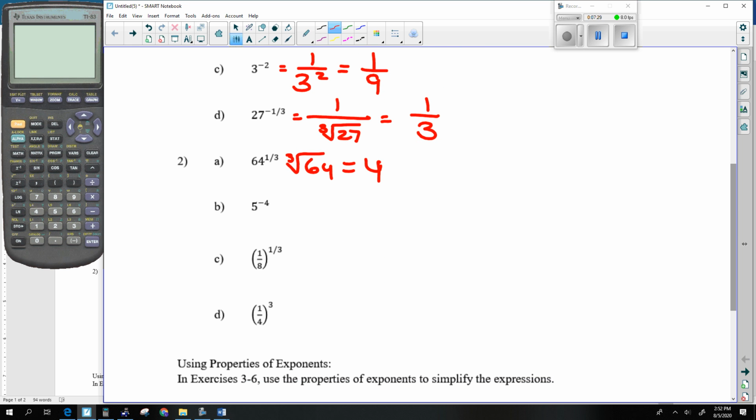5 to the negative 4. I'll probably need a little calculator help on this one. 5 to the 4 on bottom. 5 to the 4 is something big. 600 something big. 625.